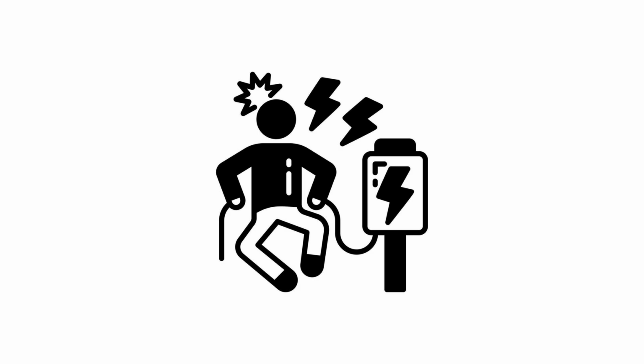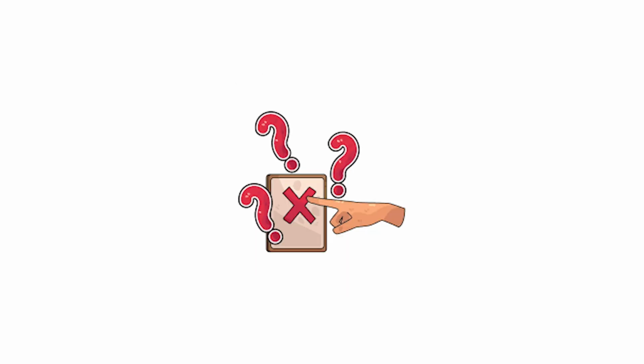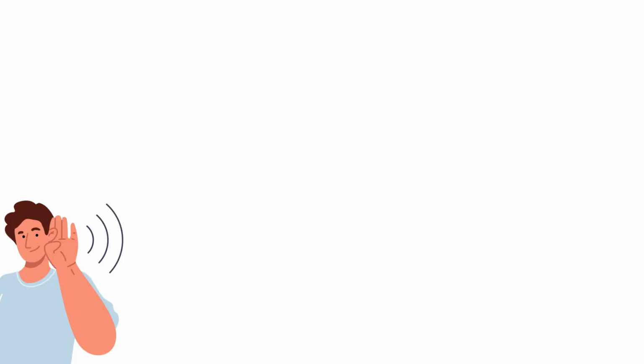Participants were instructed to deliver electric shocks to another person whenever they answered a question incorrectly, although the shocks were not actually real. Despite hearing what seemed like pain from the other person, many participants continued because they were told to do so by an authority figure.